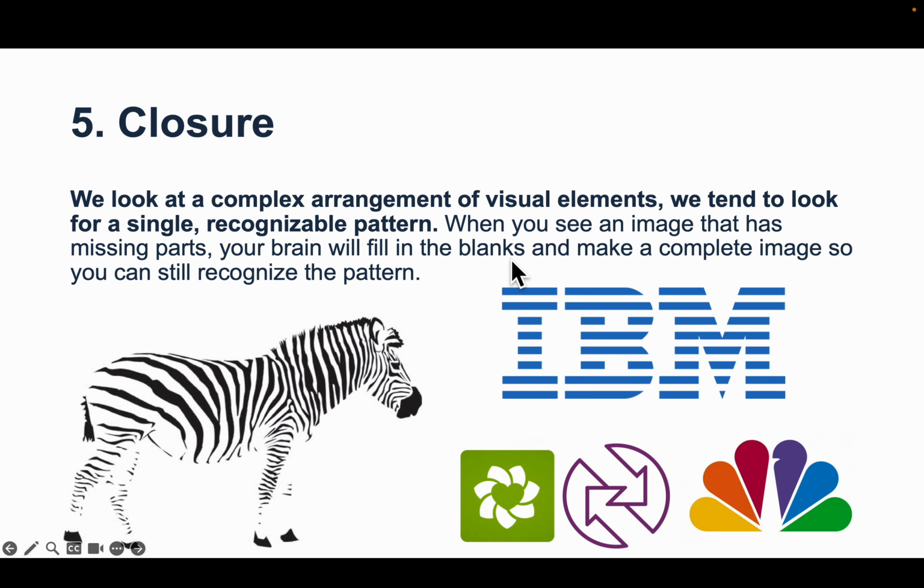So the next principle is closure, which means when we look at a complex arrangement of visual elements, we tend to look for a single recognizable pattern. When you see an image that has a missing part, our brain will fill in the blanks and make a complete image so you can still recognize the pattern. So we can see there's a zebra here, although there are a lot of gaps inside it, and also we can read IBM, although there are gaps inside them. We can perceive a flower, right? We can perceive a circle, right? Yeah, so our eyes will always tend to see something that makes sense to us, that is meaningful to us.